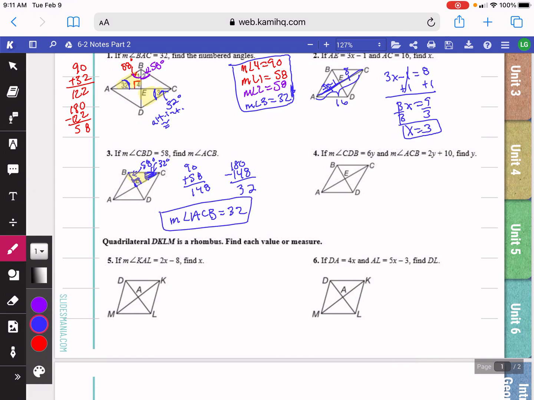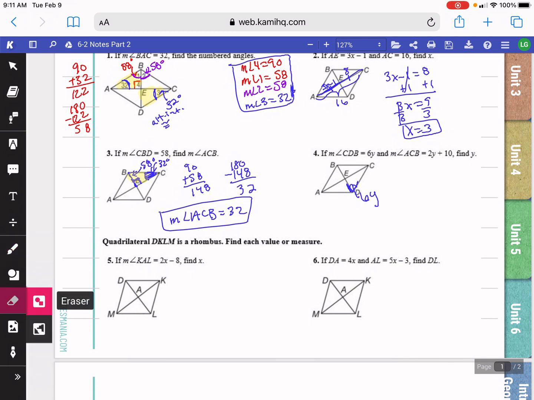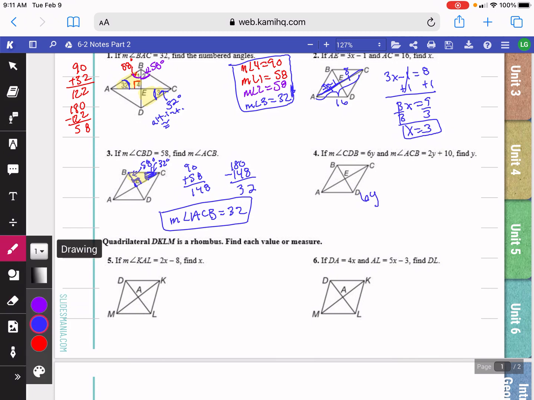In our next problem, they say the measure of angle CDB, which would be this one right here, is 6y. And the measure of angle ACB, which is this angle up here, is 2y plus 10. They want us to find y. Well, we know that this forms a 90-degree angle. We know that if this one up here is 2y plus 10, this one down here is also 2y plus 10 because the diagonals bisect those corner angles, so the corner angles are equal.